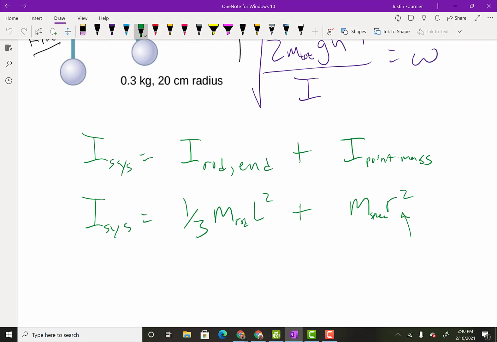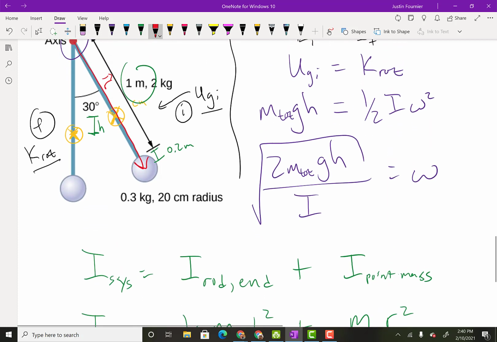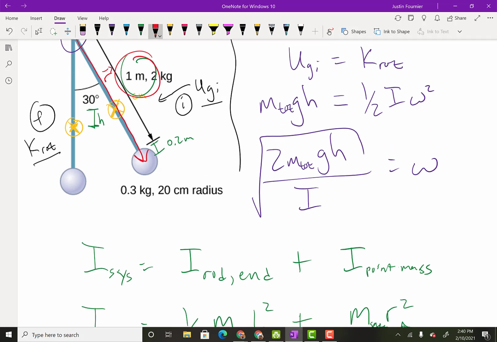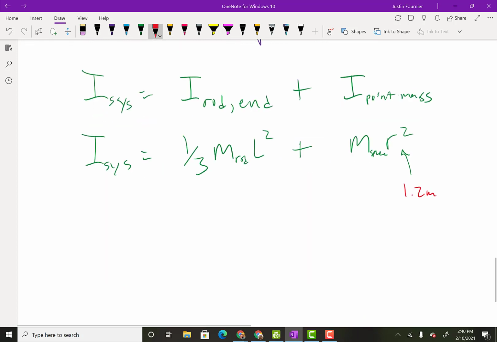This is not the radius of the sphere. The radius of the sphere is 20 centimeters. However, it is 1 meter plus that 20 centimeters away, right? So 1 and then 0.2 meters. So this distance r from the axis here to here, that would be my r from my r squared, and that's going to be 1.2 meters. 1 plus 0.2, so 1.2 meters.